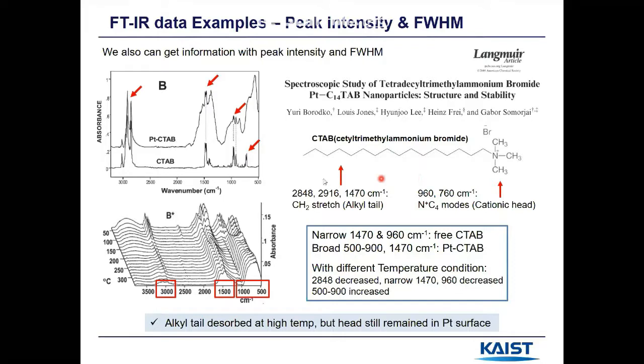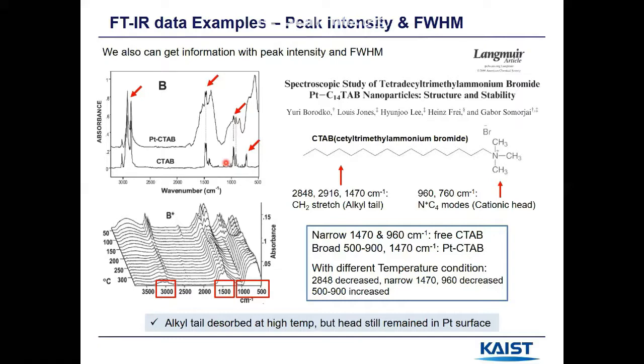The first one is the change of the CTAB IR spectra when bound to Pt nanoparticles. Before the research, they already knew that peaks in these 3 regions mean CH2 stretch from the alkyl tail of CTAB, and the 960 and 760 peaks mean nitrogen-carbon cation. But when analyzing the absorbance spectra of CTAB bound to Pt, the FWHM of peaks in these 2 regions greatly increased. It is because electrons in Pt metals are correlated with electrons in the alkyl tail.